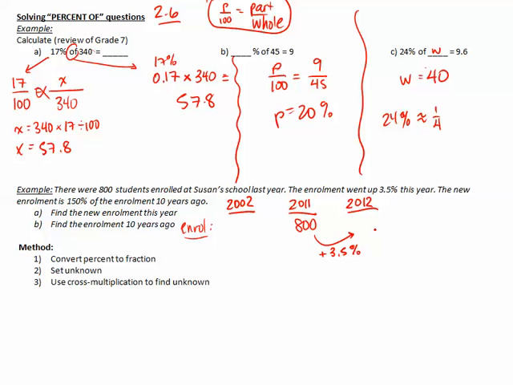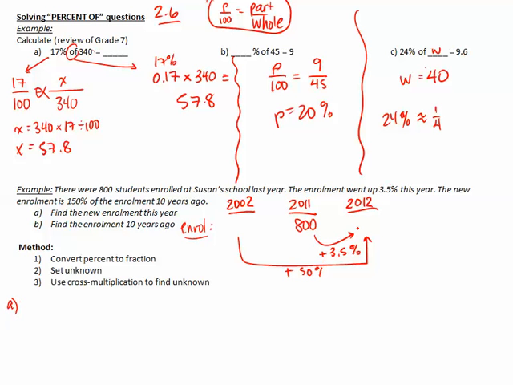The new enrollment is 150% of the enrollment 10 years ago. So from 10 years ago till today, the enrollment went up by 150%. So the questions are: find the new enrollment this year, and find the enrollment 10 years ago. Well, let's start with this year.